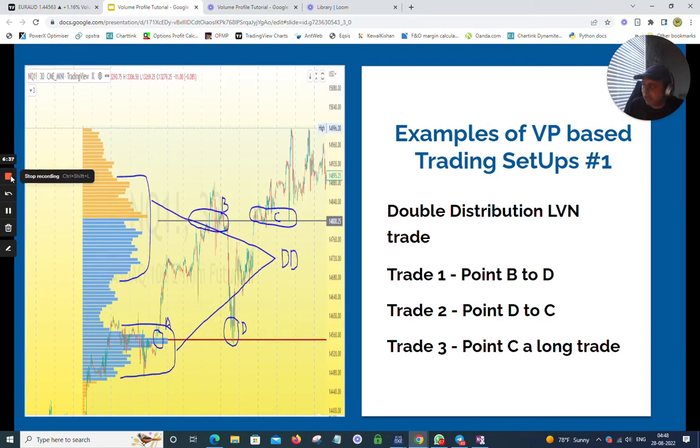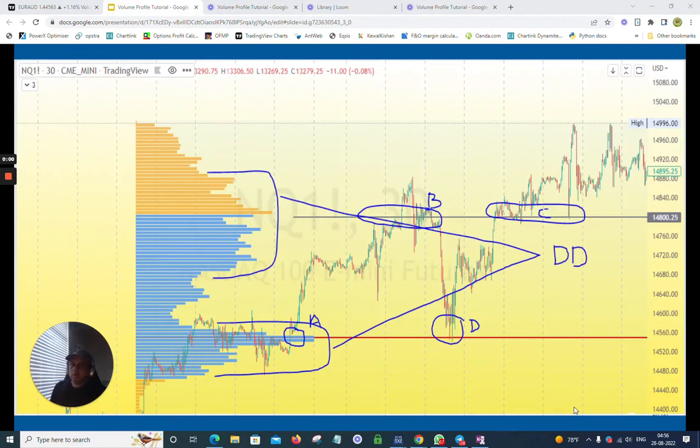Ideas around the volume profile in the next one. Well, this is a repeat of the last structure that we saw. If I can take you back, let me see if I can take you back. I think, yeah, this is the same structure, double distribution.